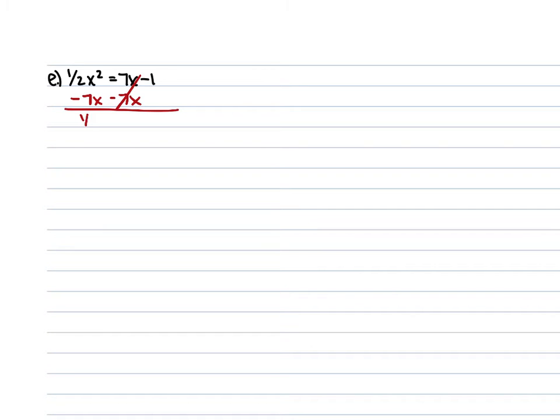This leaves us with 1/2 x squared minus 7x is equal to negative 1. From there, we're going to move the 1 over by adding it to both sides as well. So this leaves us with 1/2 x squared minus 7x plus 1 is equal to 0. Remember, use your discriminant in order to find out how many solutions you have.